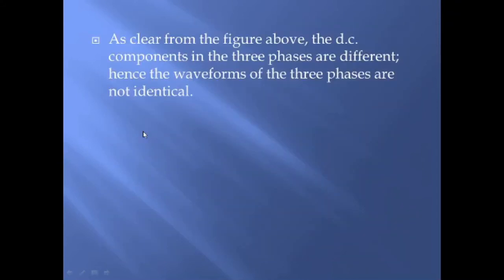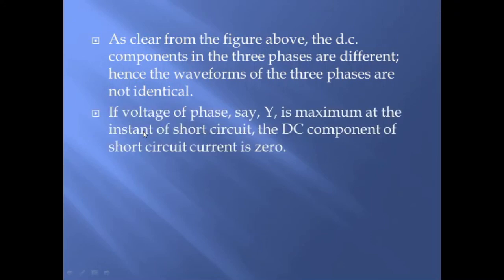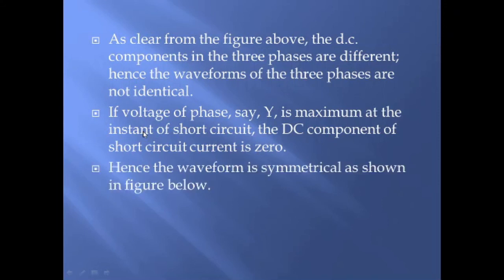As clear from the figure, the DC component of the three-phase current are different and hence the waveform of the three-phase are not identical. Okay, now the voltage of the phase Y is maximum at the instant of short circuit. हमने Y phase यहाँ पे consider किया है, and that is why we are getting the maximum current in the short circuit. DC component of the short circuit is 0. Hence the waveform is symmetrical.